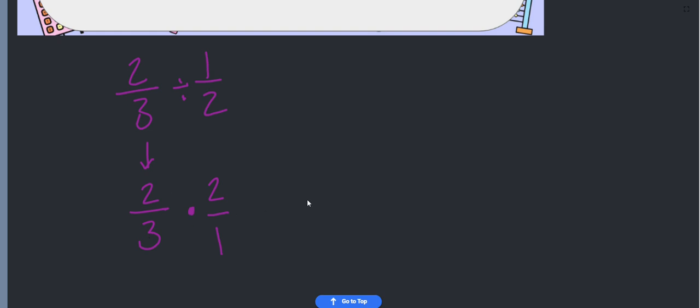And now we could just use our multiplication. 2 times 2 is 4, and 3 times 1 is 3, so we get 4/3. And yes, we can simplify 4/3 since it's an improper fraction. 3 goes into 4 one time, with 1 left over, so it would be 1 1/3. Again, we will go deeper into this process tomorrow, but I just wanted to show you where that reciprocal is going to come in when it comes to dividing fractions.